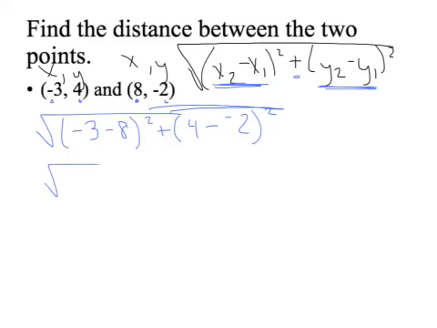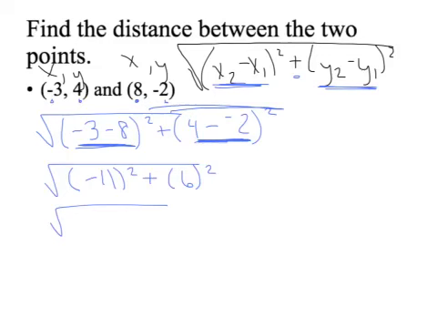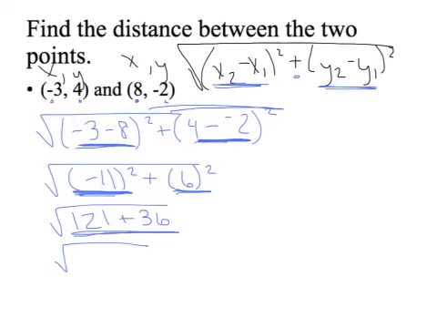So order of operations, so parenthesis, -3 minus 8. That will give us -11. Bring down the squared, plus 4 minus -2. That will give us +6. Keep it in the parenthesis. Bring down the squared. Square root. Do your exponents next. -11 squared. -11 times -11 is +121. Bring down the plus. 6 squared. 6 times 6 is 36. Bring down the square root sign. 121 plus 36 is 157.